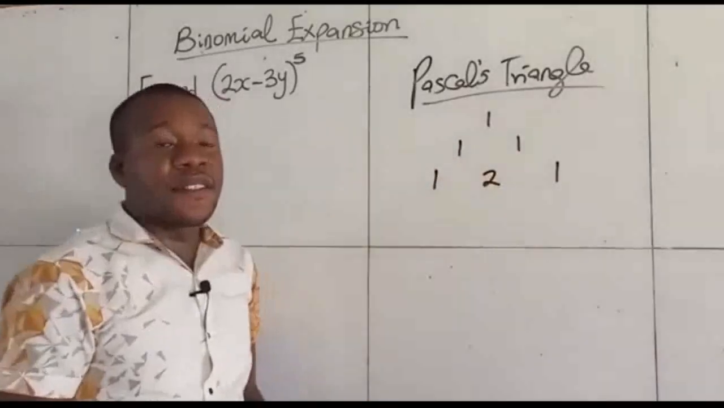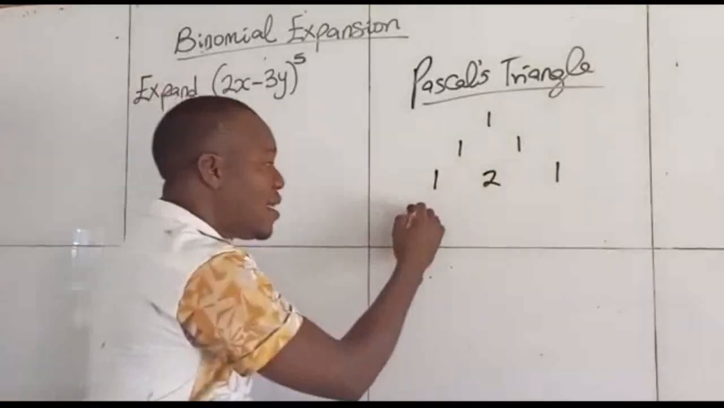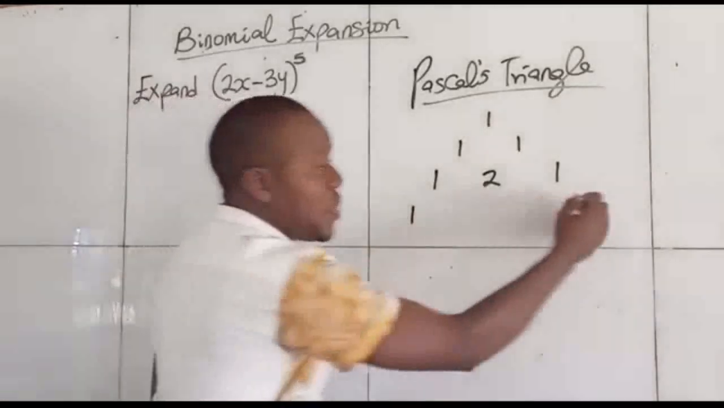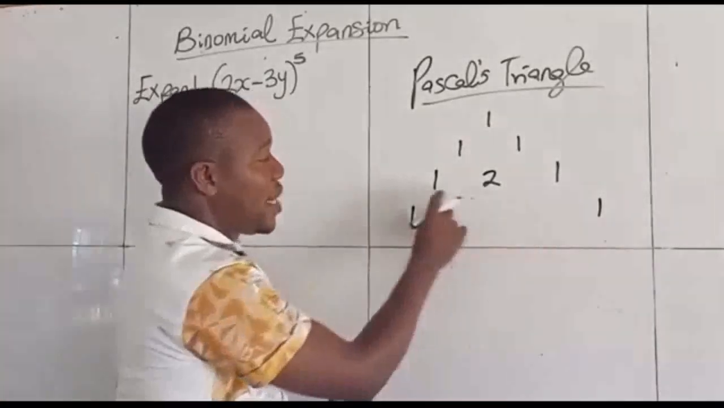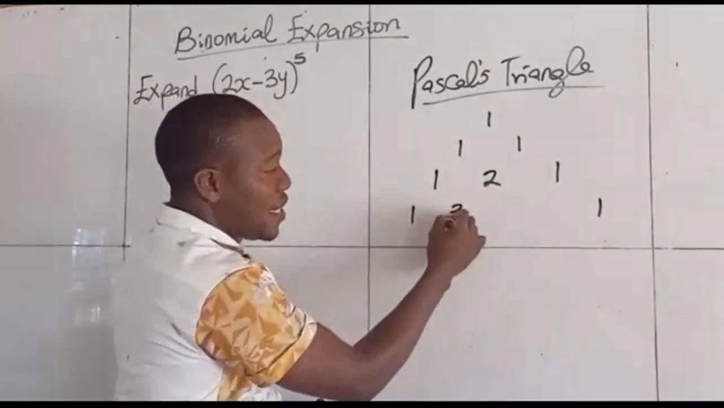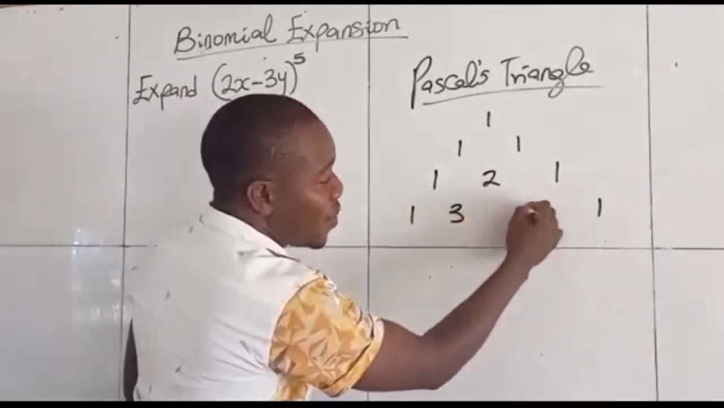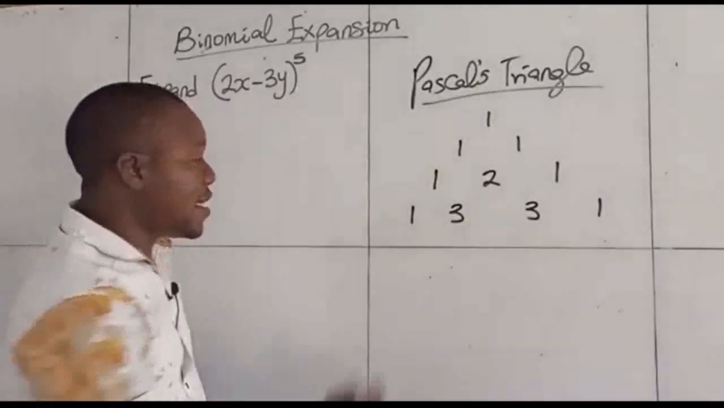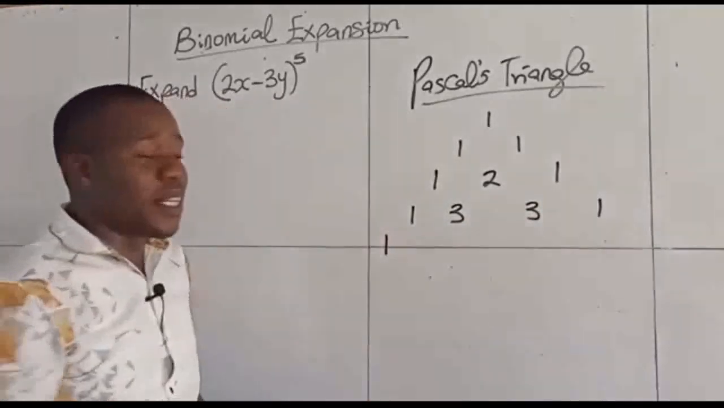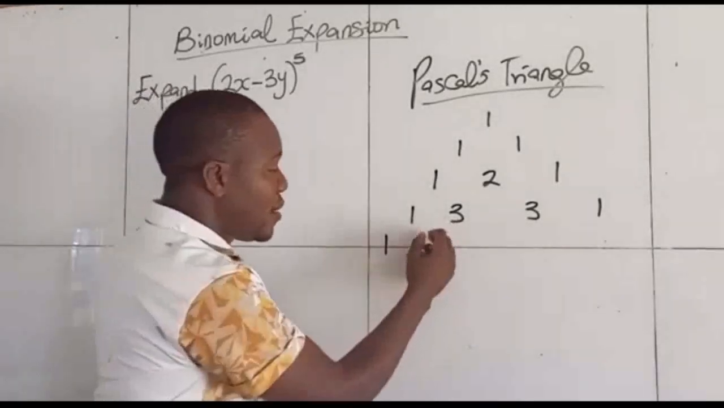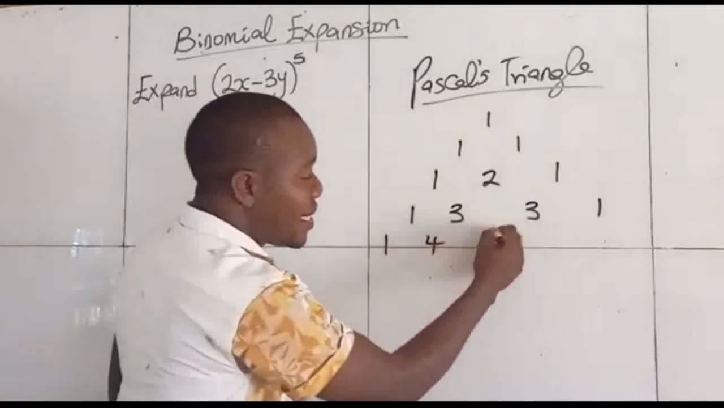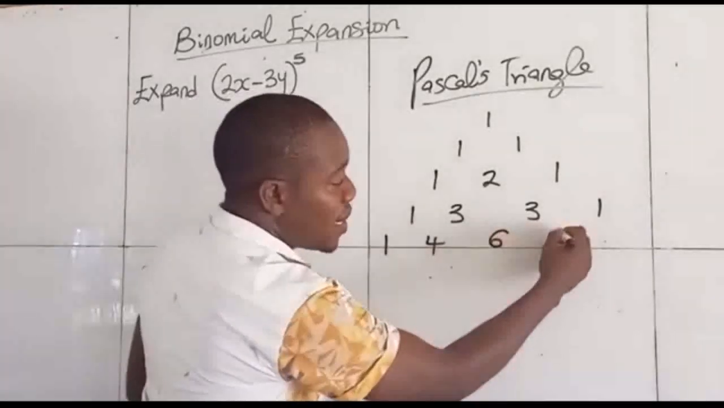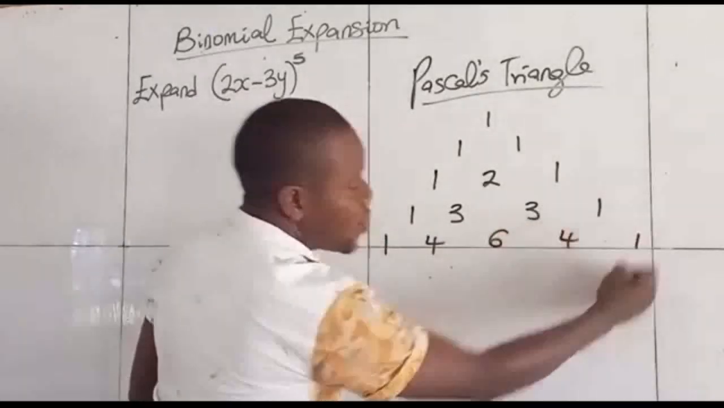That's the next level. The next level, we have 1. It always starts with 1 and always ends with 1. So to get the numbers here and here, we add 1 and 2, you have 3. Add 2 and 1, you have 3. But the next level starts with 1 also. Then 3 plus 1, 4. Then 3 plus 3, 6. 3 plus 1, 4. And then ends with 1.